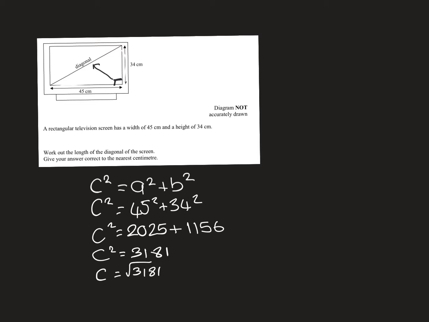So again, the calculator for that. 3181, taking the square root. And this comes up as c equals 56.40035. Now it says here, give your answer correct to the nearest centimetre. So we're going to round this to the nearest whole centimetre. We're going to get rid of the decimal part. Because this is a 4, that means we're going to round down. So c would be equal to 56, and we'll put in our units there, centimetres.